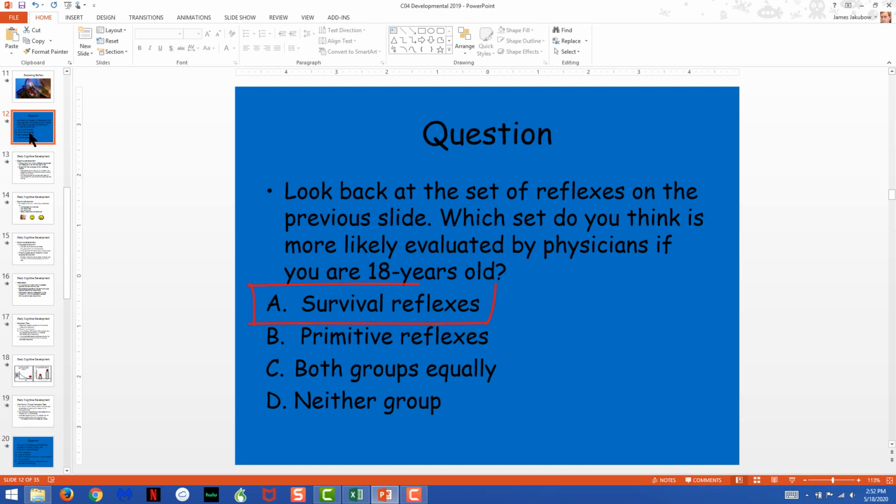And the correct answer is A, survival reflexes. And that's because in the list of survival reflexes that you've already seen, you're going to see the breathing reflex, the pupillary reflex, and the eye blink reflex. Now, a doctor will check the eye blink reflex and the pupillary reflex very commonly. Typically, they won't try to choke you out and see if you breathe as you're passing out. But you don't know. If you have really good health insurance, maybe they'll do that for you.